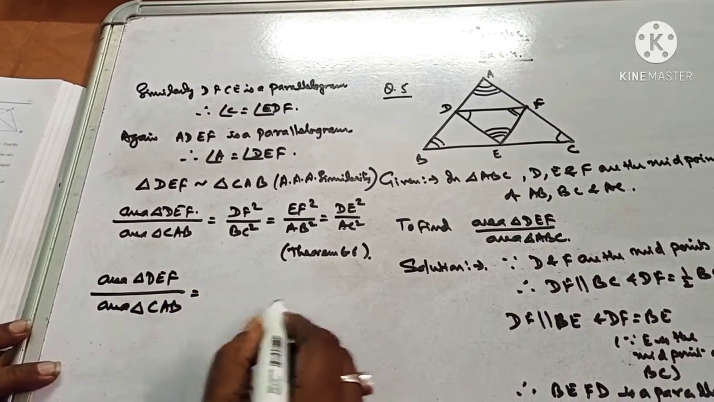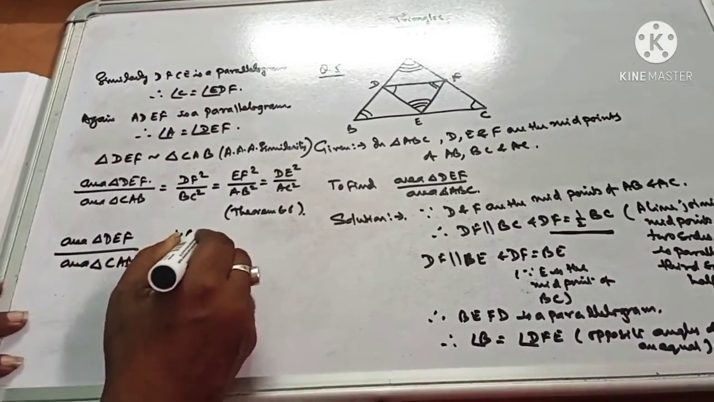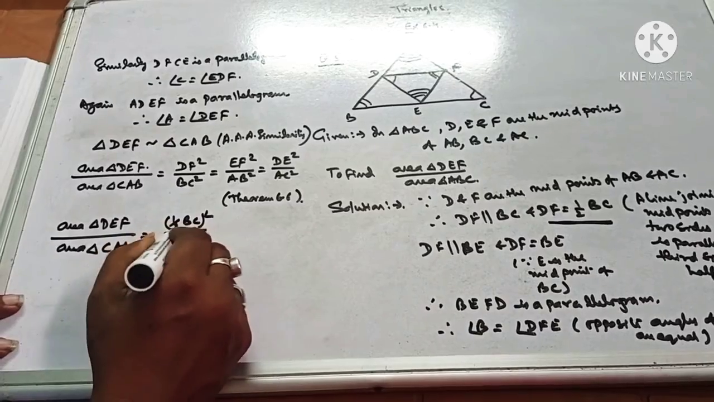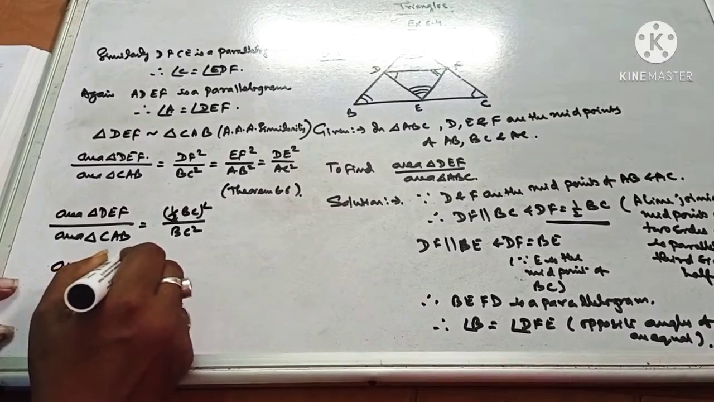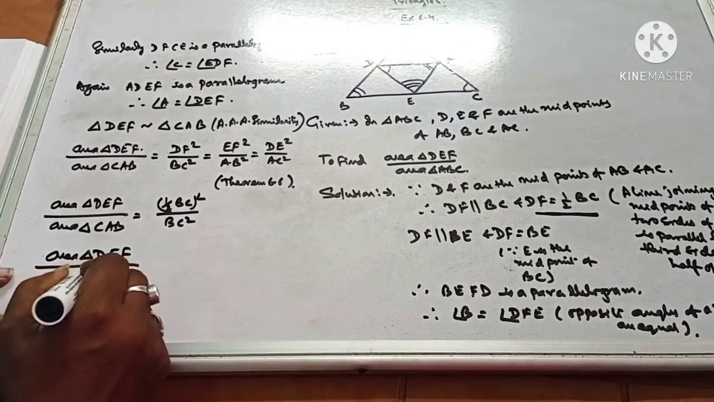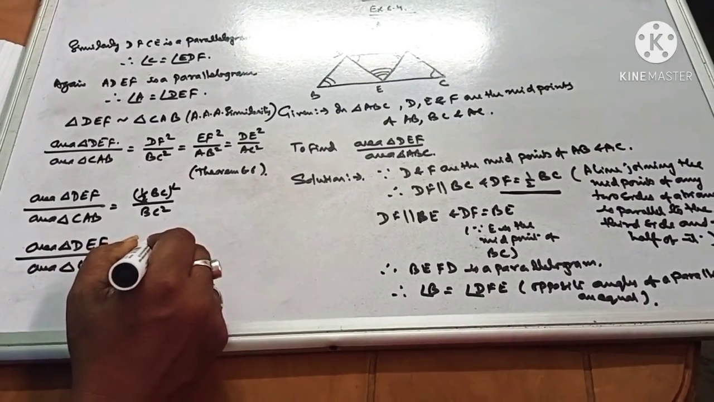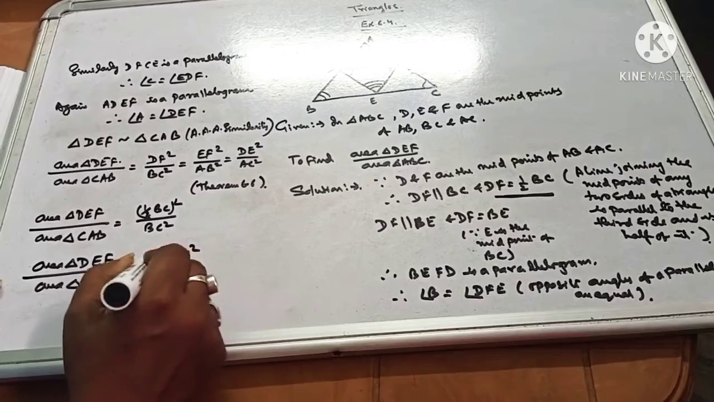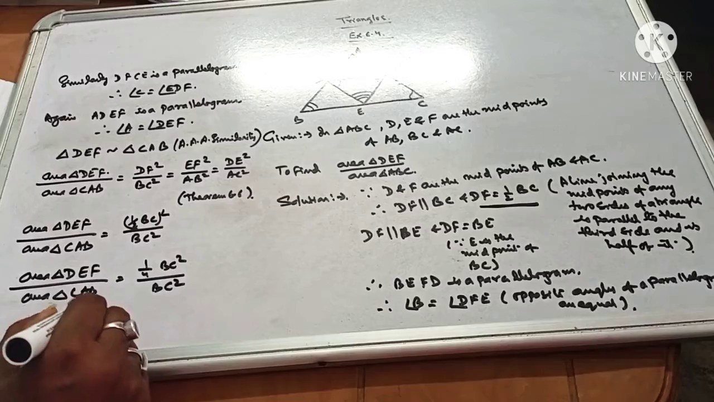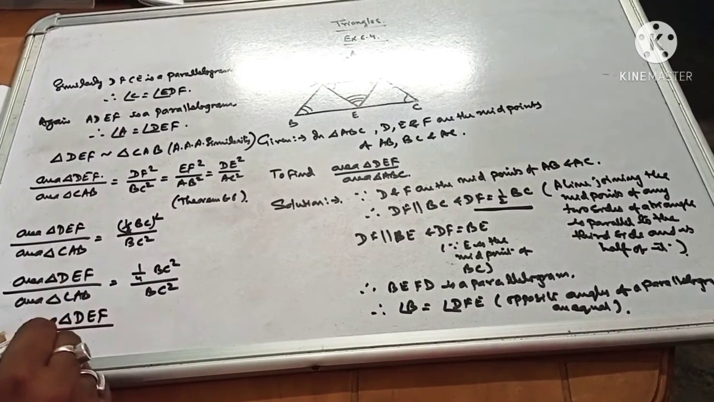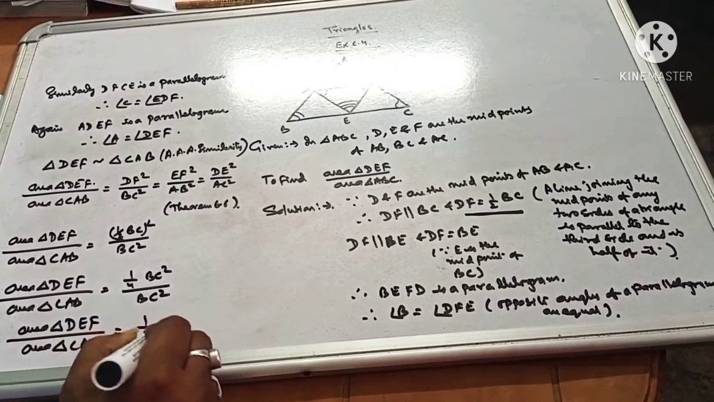Now DF is half of BC. So half BC the whole square by BC square. So area of triangle DEF by area of triangle CAB is equal to 1 by 4 BC square by BC square, and this will be equal to 1 by 4.